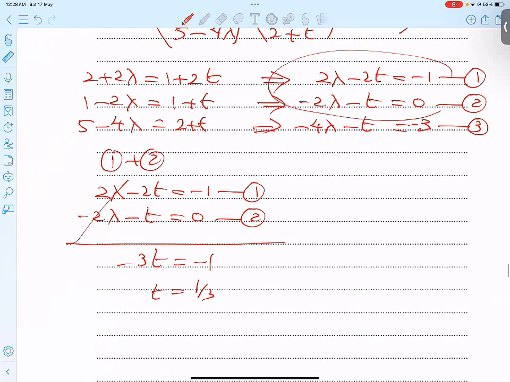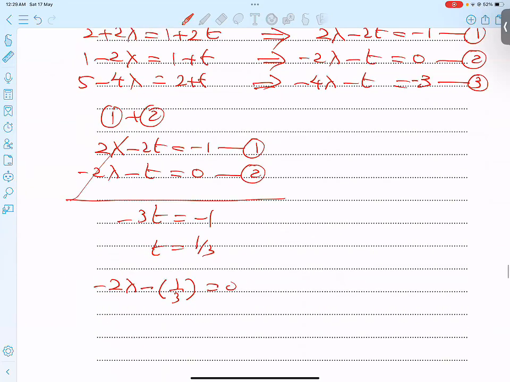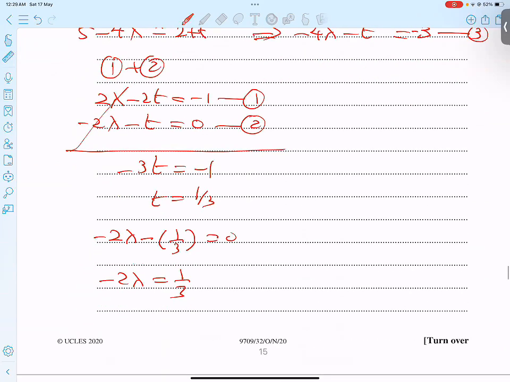Which one do I use? I will plug it into the same equation, I think I use the lower one. So negative 2 lambda minus 1 over 3 equals 0. Negative 2 lambda equals 1 over 3. And lambda is equal to negative 1 over 6.